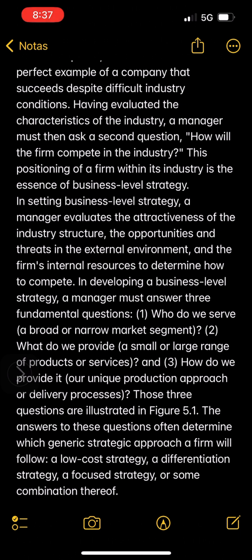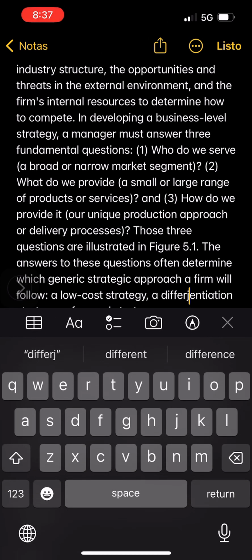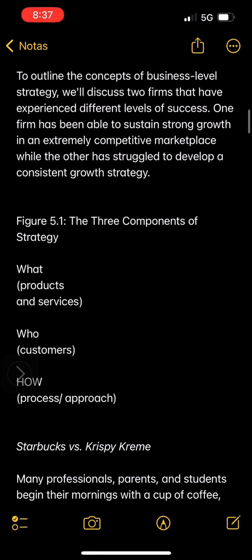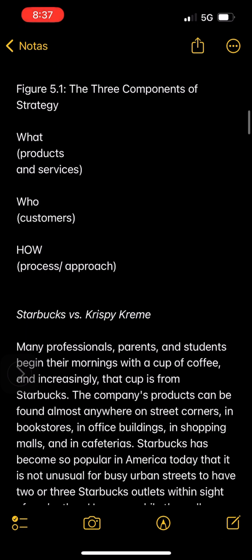The answers to these questions often determine which generic strategic approach a firm will follow: a low-cost strategy, a differentiation strategy, a focus strategy, or some combination thereof. To outline the concepts of business level strategy, we'll discuss 2 firms that have experienced different levels of success. One firm has been able to sustain strong growth in an extremely competitive marketplace, while the other has struggled to develop a consistent growth strategy. Figure 5.1. The 3 components of strategy: what products and services, who customers, how, process approach.